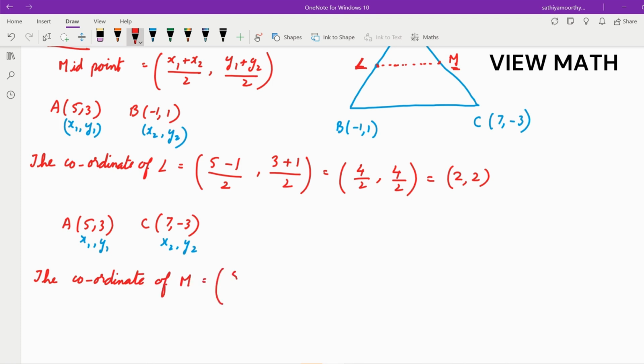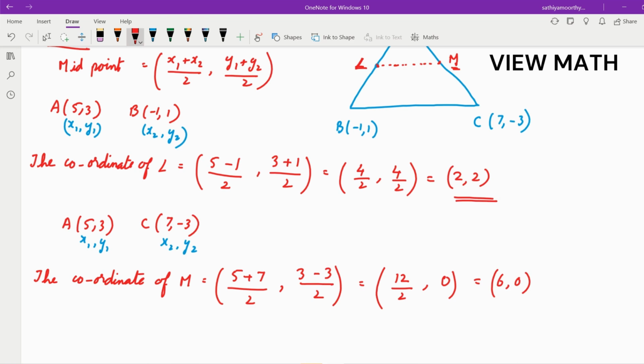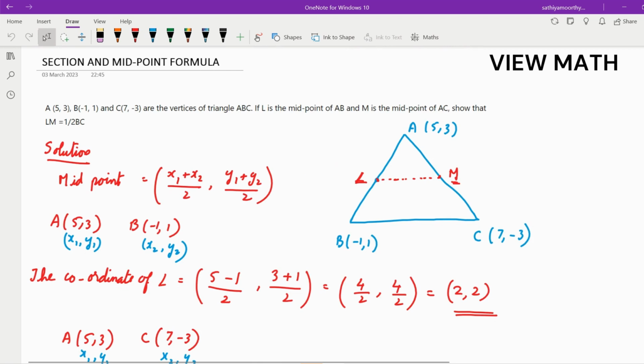The coordinate of M is x1 plus x2, so it is 5 plus 7 by 2, y1 plus y2 by 2, that is 3 minus 3 by 2. So this is equal to 12 by 2, 3 minus 3 is 0, 0 by 2 is again 0. So this is 6, 0. So we have found the coordinate of M. So L coordinate is 2, 2 and the M coordinate is 6, 0. So now I am going to find out LM.